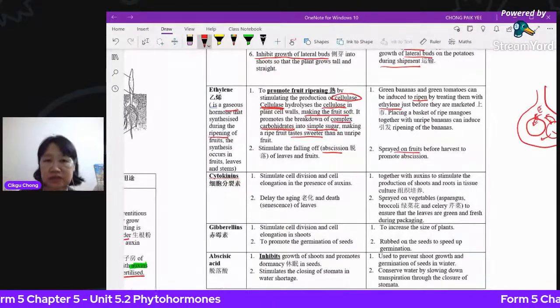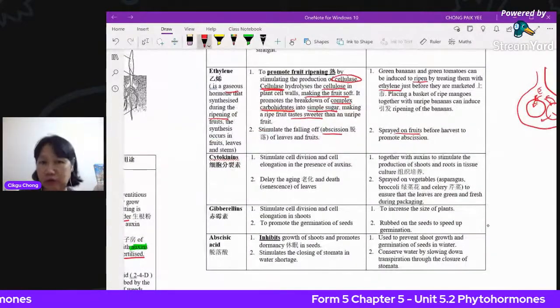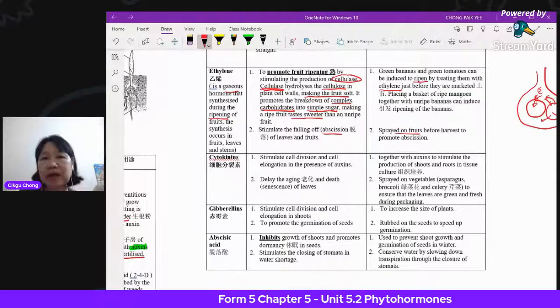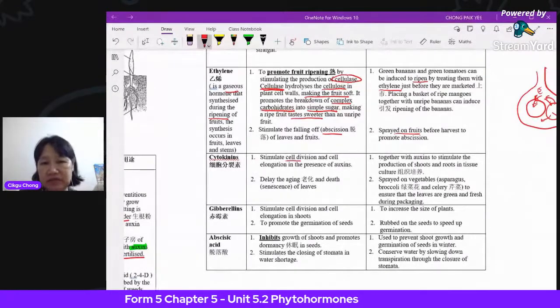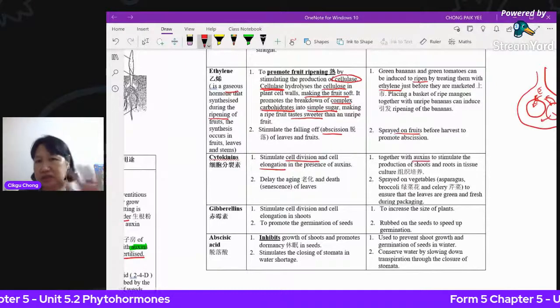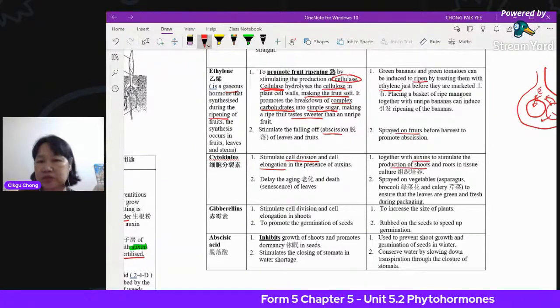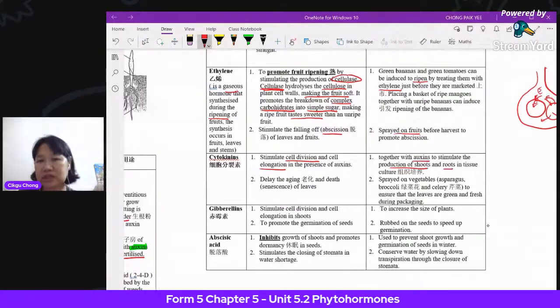Okay, next one. Cytokinins is the growth hormone. This is going to help stimulate cell division and cell elongation. Right. So together with auxin, it has the same effect. It works together with auxin. It will stimulate the production of shoots and roots in tissue culture.